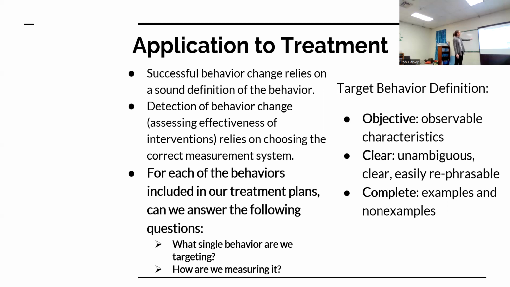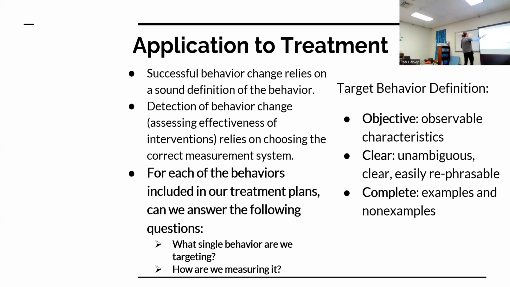So the whole context of this is, for each of our behaviors in our treatment plans, we need to be able to answer the following questions. What single behavior are we targeting? Or if we have a bundle, are they all defined in that way, like tantrum behaviors? And then how are we measuring it? When we're writing objectives, we need to be able to very easily answer these questions. And if you're a person reading an objective, and you can't answer these questions, it's time for you to schedule a meeting with your VC or your PA so you can talk about it.